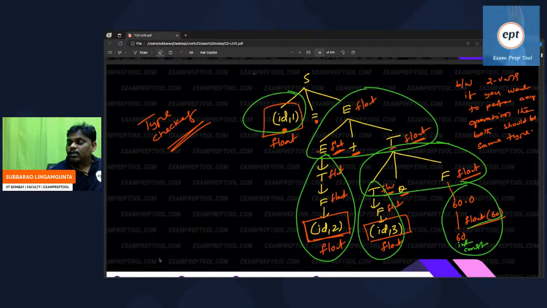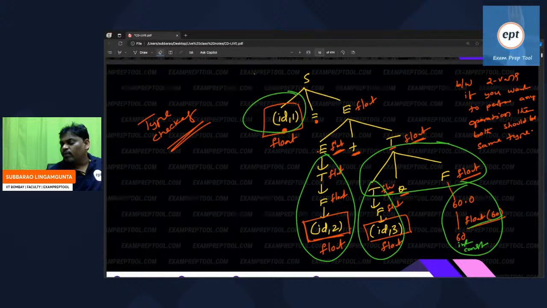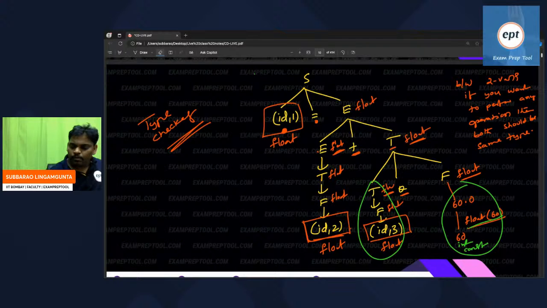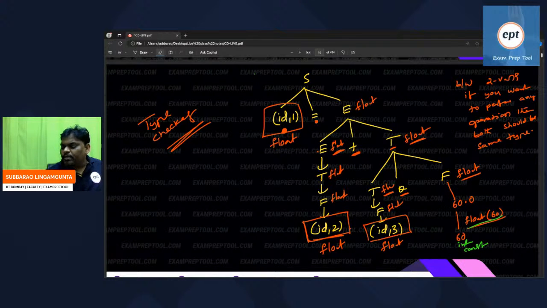Some people are asking, sir, why are you converting? See the rule between two variables. If you want to perform any operation, then both should be the same type. Between two variables, if you want to do any operation, both will be the same type. Purpose of semantic analyzer: type checking.